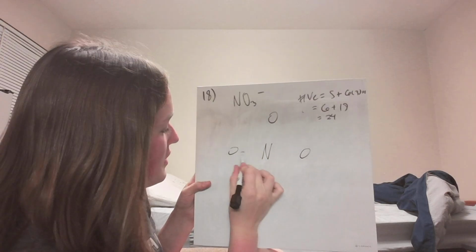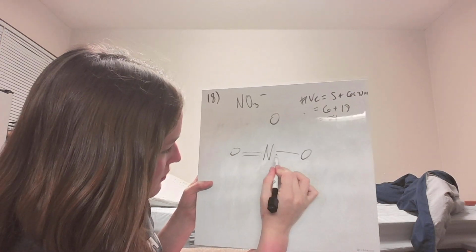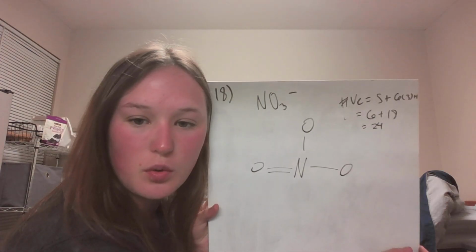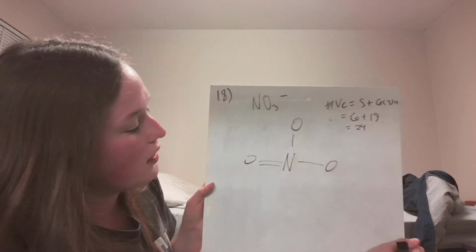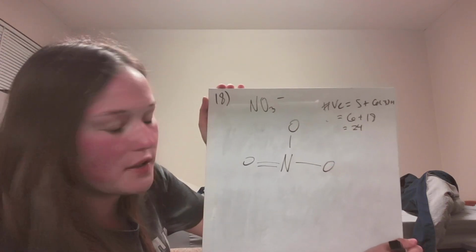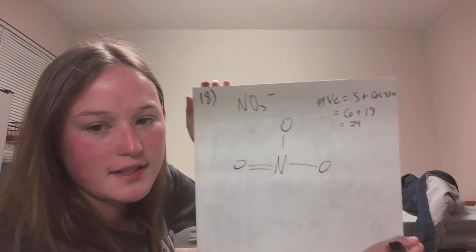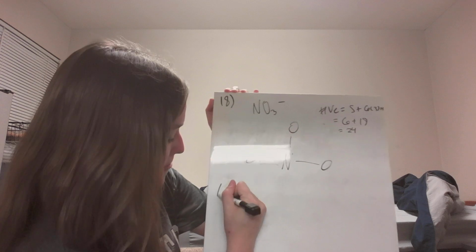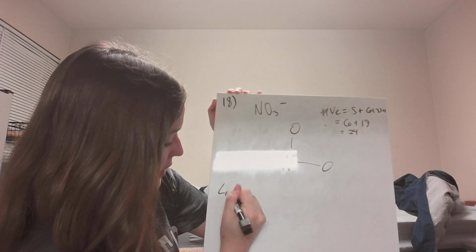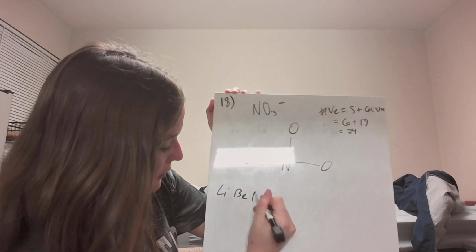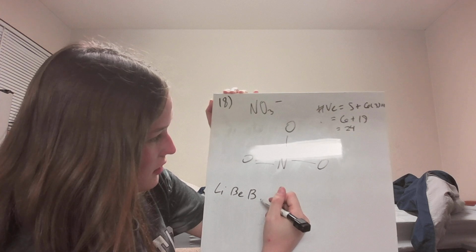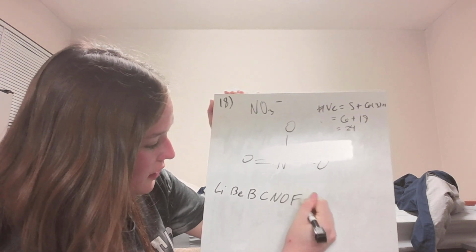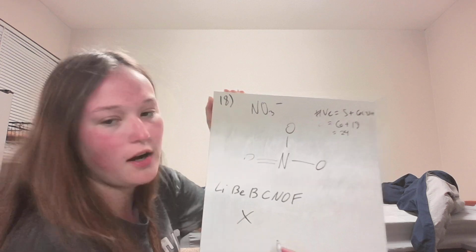Let's start off. Oxygen likes to form 2 bonds, but nitrogen can only have up to 4 bonds because after that it exceeds the octet rule. If it's in that first row, lithium, beryllium, boron, carbon, nitrogen, oxygen, or fluorine, these cannot break the octet rule.